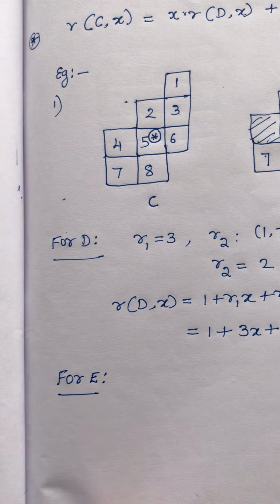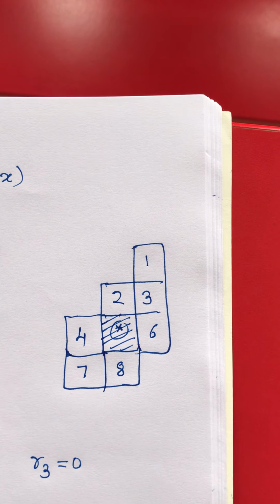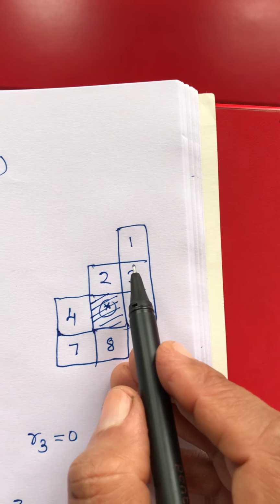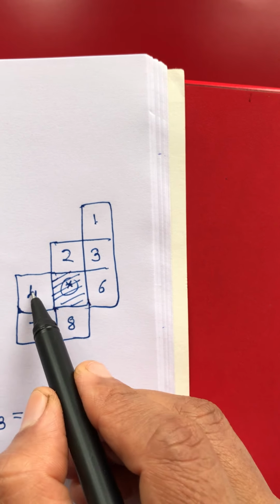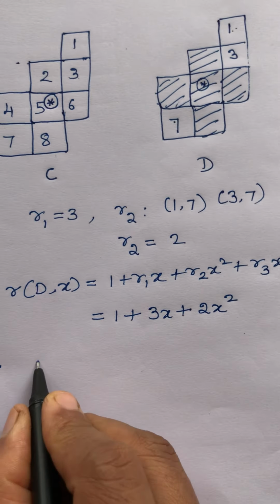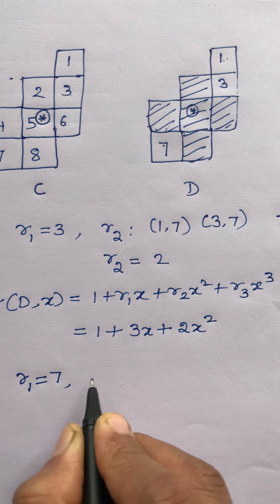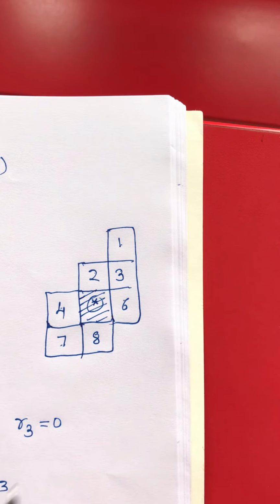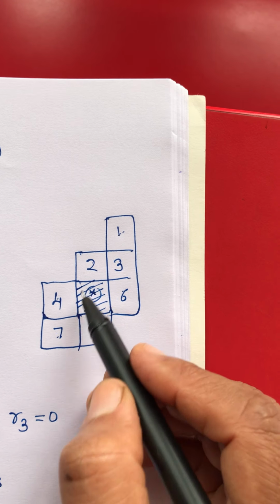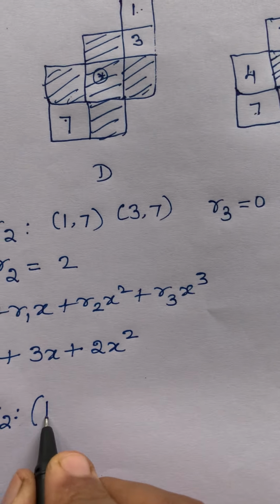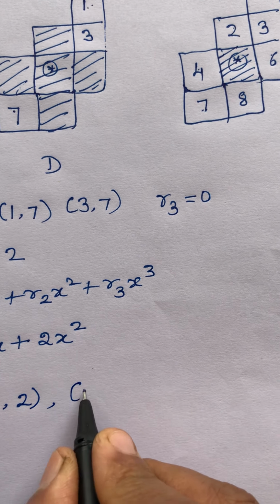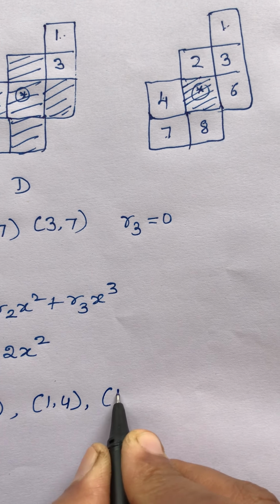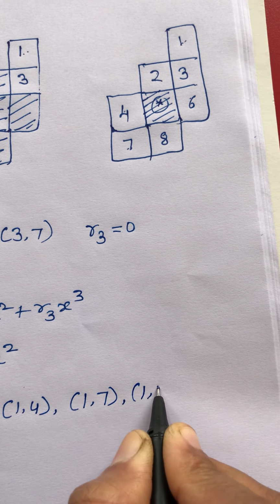Consider the board E. E is nothing but this. So totally how many squares do we have? 1, 2, 3, 4, 5, 6, 7. R1 is 7. Now the R2 possibilities. What are the R2 possibilities? 1, 2, 1, 4, 1, 7, 1, 8.